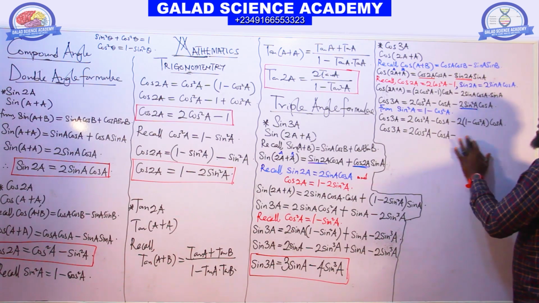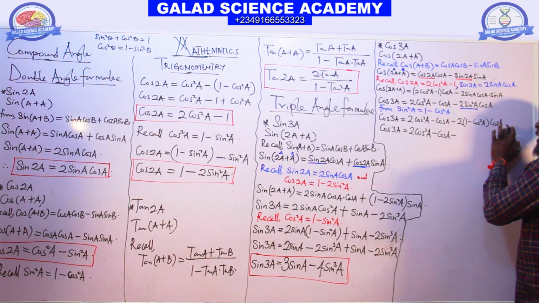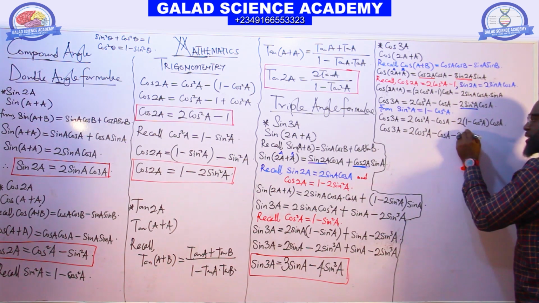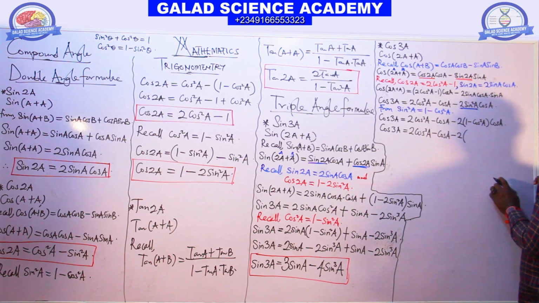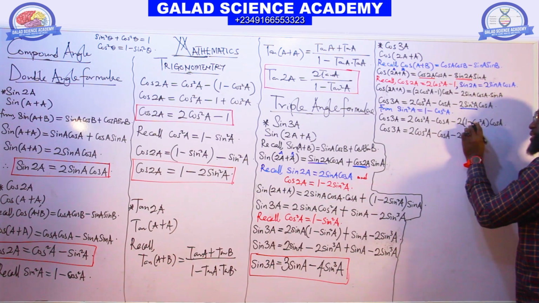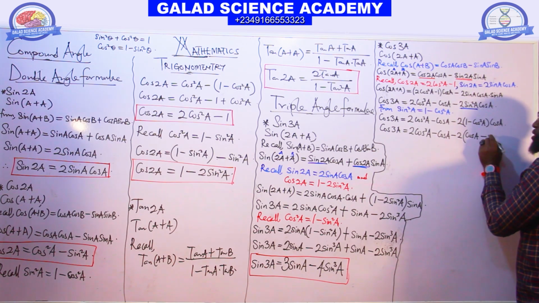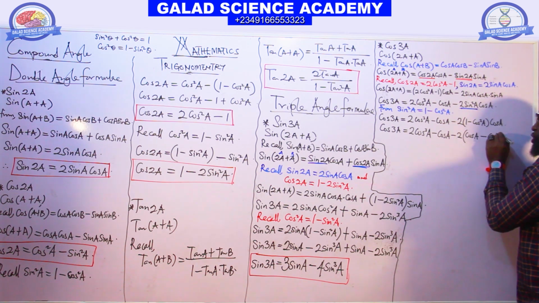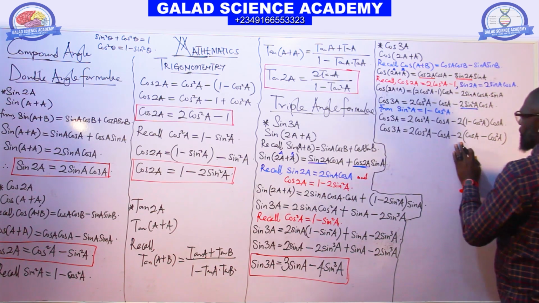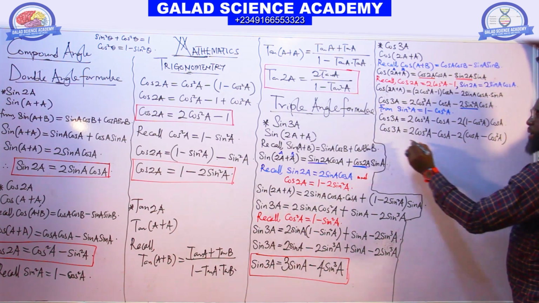Wait. There is a little mistake here. Let me expand from here first. Let me keep these two aside. Cos times this, we have 1 times cos A minus cos square A times cos A, which is cos cube A. We will expand it back later.